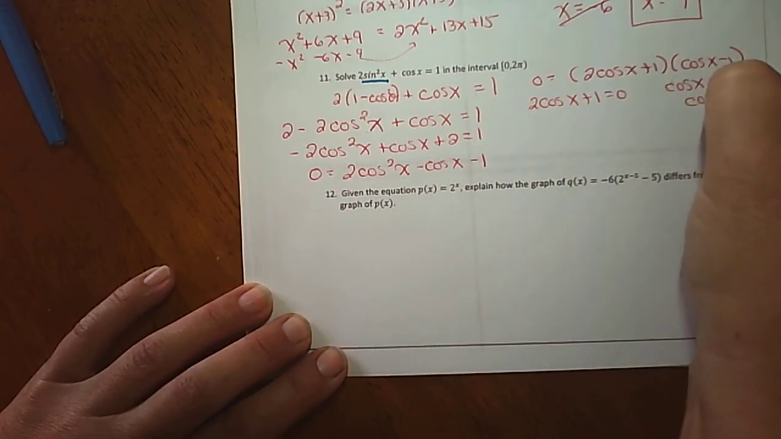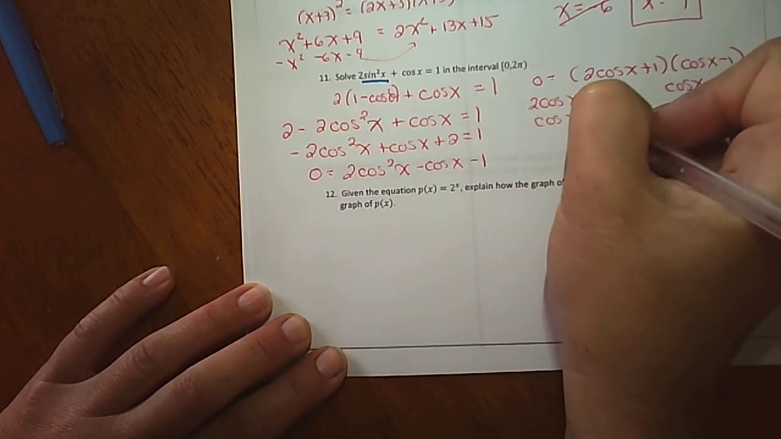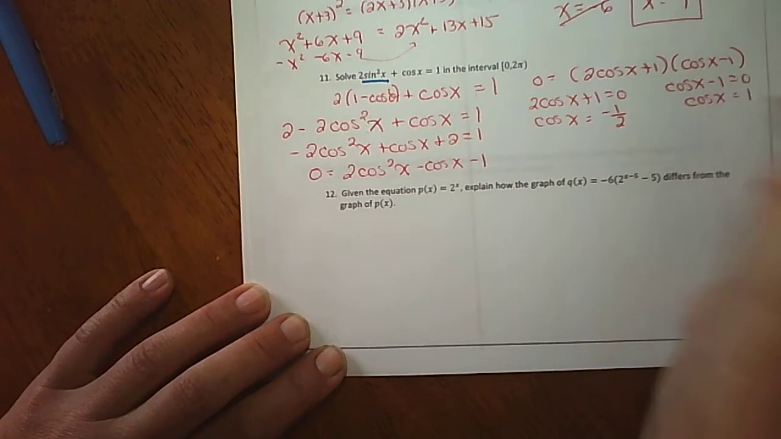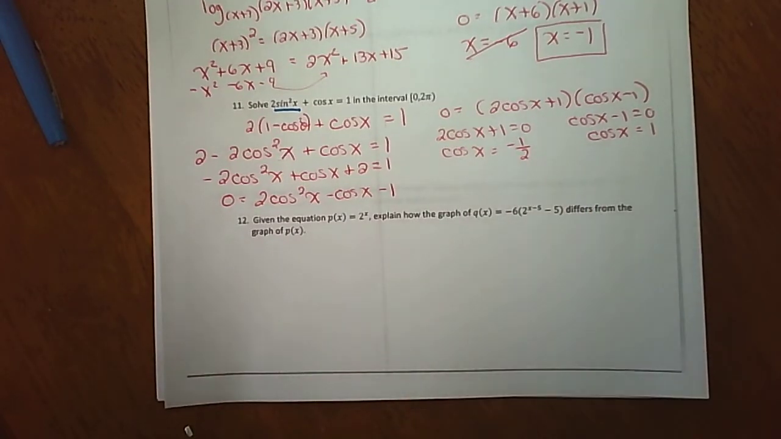So this is cos x equals 1. This is cos x equals negative a half. All right, so let's do 1 first. You get 1, 0, or negative 1. You guys are thinking of the unit circle. Where on the unit circle is cosine equal to 1, right? And that's going to be at 0 degrees.